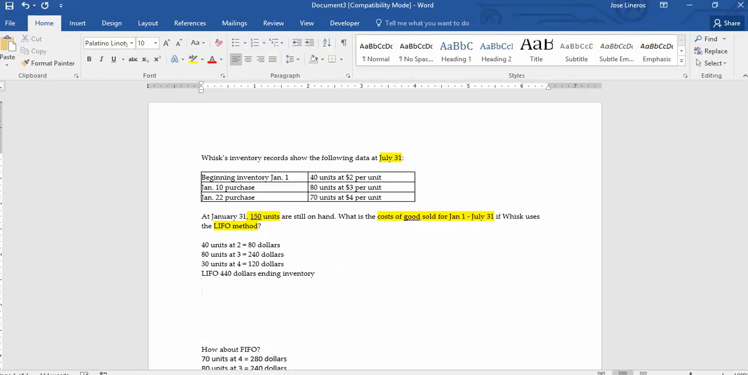And let's ask ourselves, under LIFO, what is it that first goes out the door? Well, last in, first out. So we know we're going to keep 150 units. That's 40, 80, and 30. So we're going to keep 30 in ending inventory. The cost of goods sold, since we're keeping 150 units, 40, 80, and 30 of this, means 40 units are going to be expensed as cost of goods sold, which is 160.